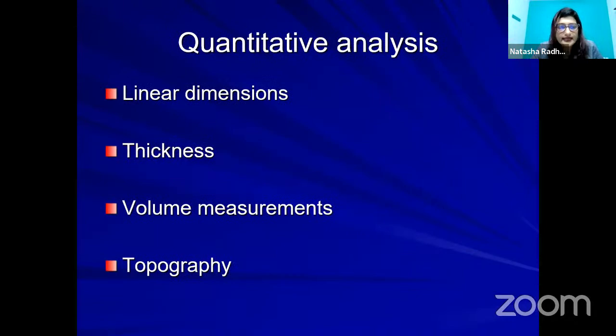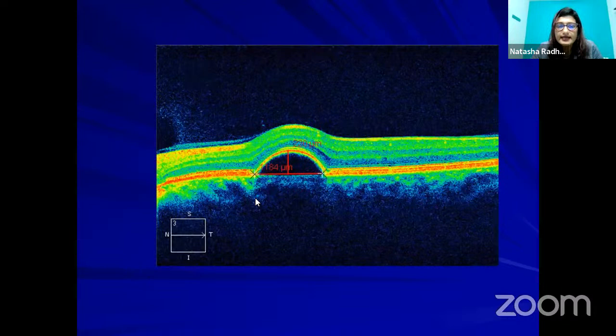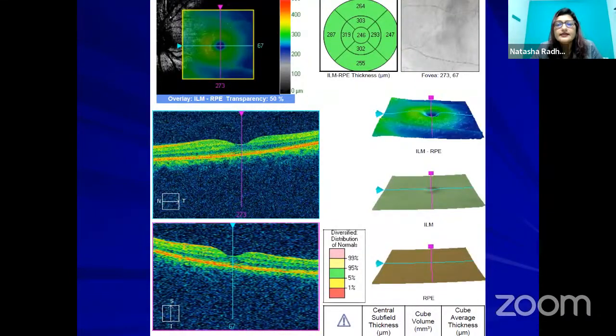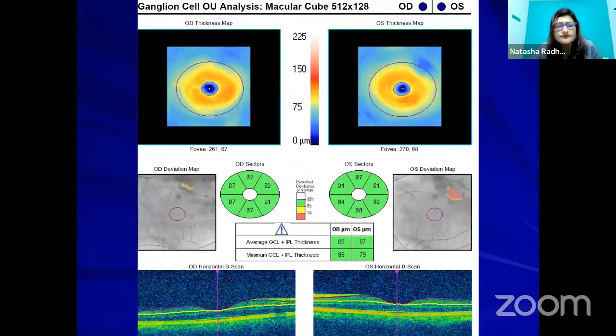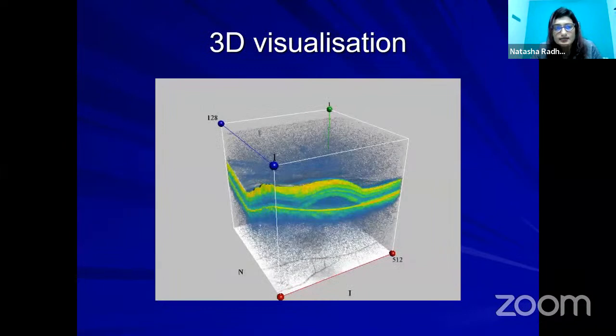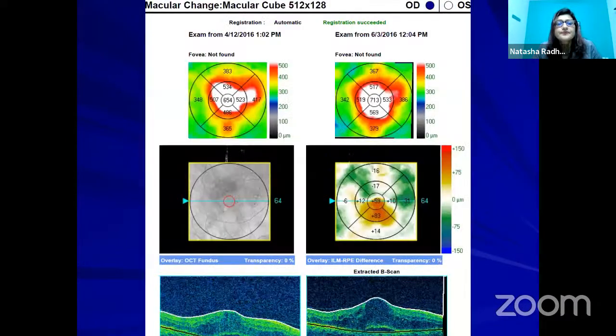Quantitative analysis, we get linear dimensions, thickness, volume measurements, and topography. These are the linear dimensions, especially for pigment epithelial detachment. You can actually measure using the caliper and the machine. And volumetric data, you will get the quantitative data regarding the thickness of the retina from the scan itself. You do not have to do it manually. The ganglion cell thickness is also given to you by the machine, and you can actually see the ganglion cell thickness in each quadrant. 3D visualization, of course, is also possible.